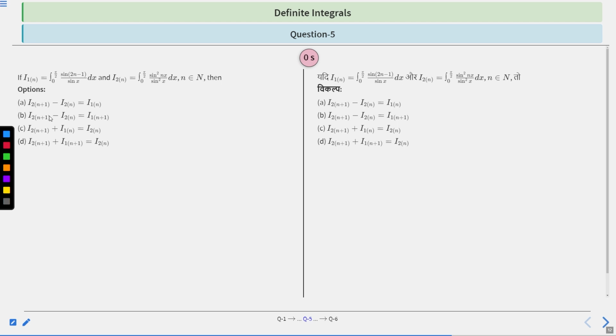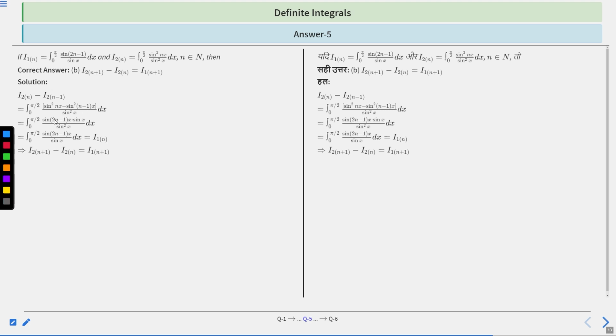Okay, let's move to the solution part. Let's first find I2n minus I2n minus 1. We can also find I2n plus 1 minus I2n, but we are calculating I2n minus I2n minus 1, which is equal to integration from 0 to pi by 2 of (sine square nx minus sine square (n minus 1)x) upon sine square x dx. Now, this formula you have to remember: sine square a minus sine square b is equal to sine of (a plus b) into sine of (a minus b).